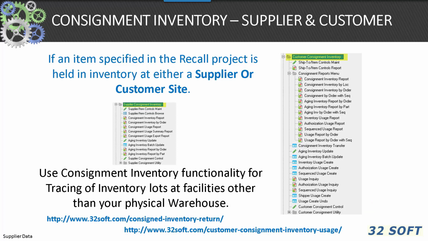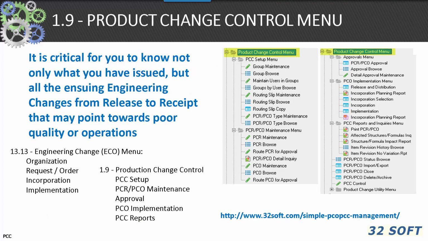If an item specified on a recall project is held in inventory at either supplier or customer site, it must be accounted for. Use supplier controls maintenance or consignment inventory transfer to accomplish this. It's critical to know what you've issued to production, but you also need to know all the ensuing production engineering changes from release to receipt. That may point towards poor quality or operations.